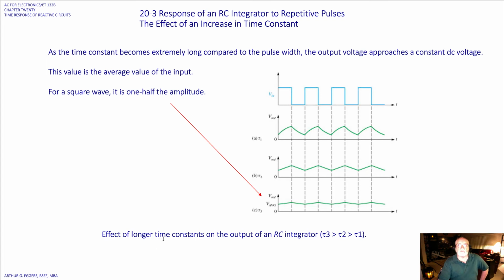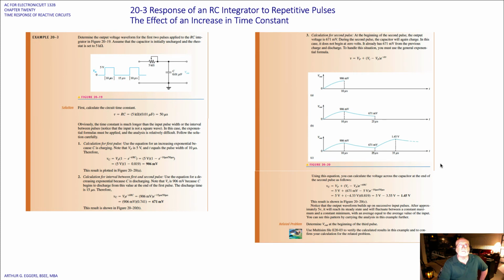The effect of longer time constants on the output of an RC integrator: tau 3 is greater than tau 2, which is greater than tau 1. Hopefully you'll be working with circuits like this in the lab, and you can see it firsthand as you make the adjustments in your lab assignments. So, the response of an RC integrator to repetitive pulses.